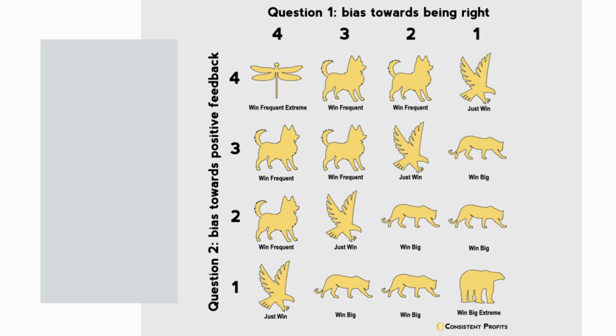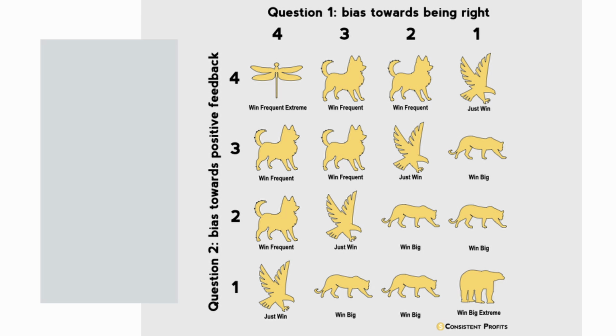So for example, if you mark yourself as a 2 in question 1, right, and a 2 in question 2, if you put that down, you would be a win big style Jaguar trader. Okay, you're okay with higher losses or more frequent losses. They have to be small, but you're looking for those big gains. You really like the idea of looking for a big return.